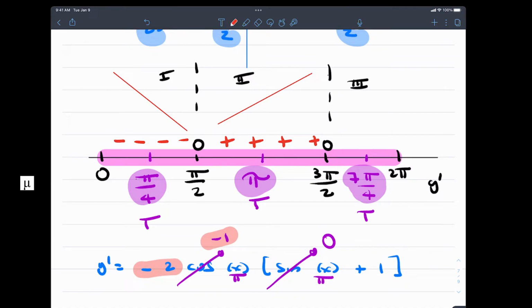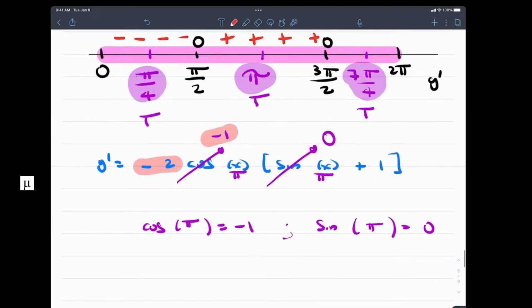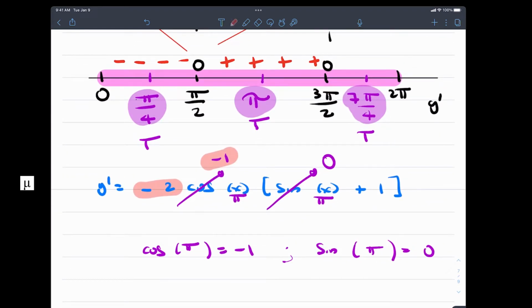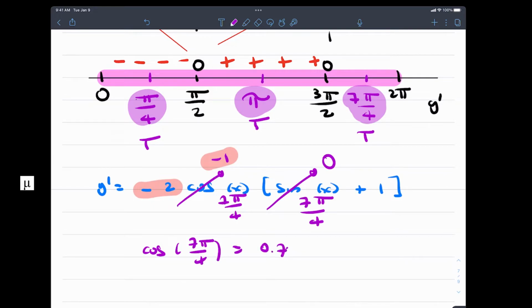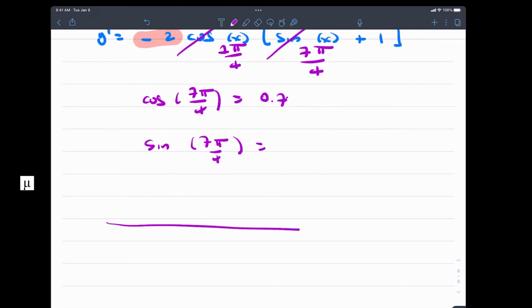Easy breezy lemon squeezy. Now, what about 7 pi over 4? What do you guys think is going to happen here with 7 pi over 4? Well, what is cosine of 7 pi over 4? What quadrant is 7 pi over 4 in? Do you remember? You're going to say, Mr. Judge, we're already seeing that's about 0.7, right? Sine also is about 0.7, but this is quadrant 4.